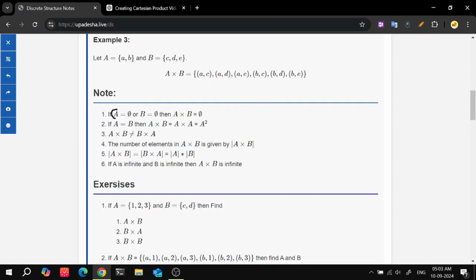Whenever A is equal to empty set or B is equal to empty set, for example, A is equal to {a, b} and B is equal to the empty set, then A cross B is always the empty set. That's what is said by the first note. Now coming to the second note, if A is equal to B, for example A is equal to {1, 2}, then A cross A will have 4 elements. You can try listing them.